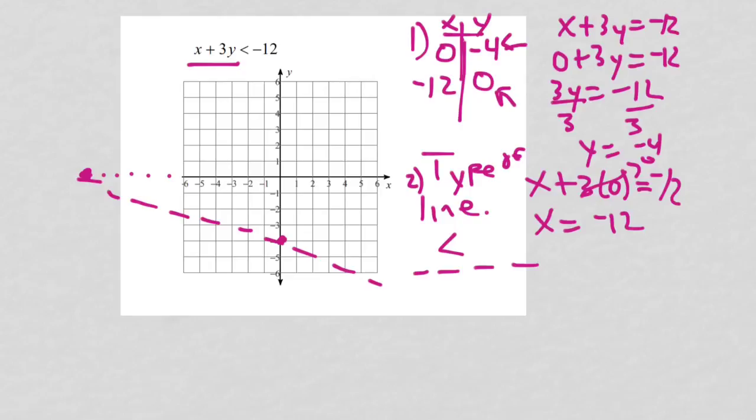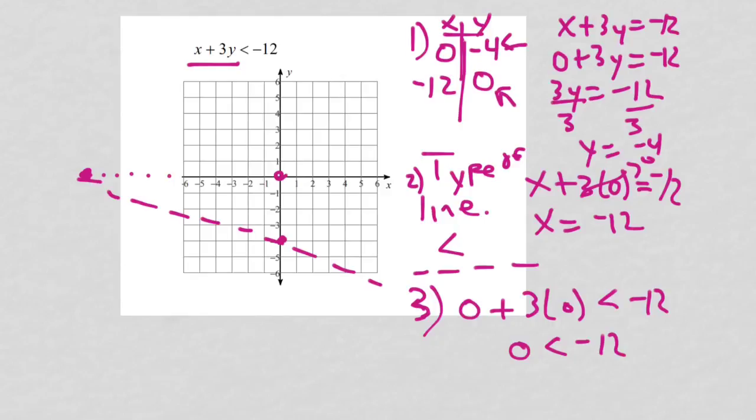Now we got to consider shading. So, I don't know, my pen's not working very well. Okay, so again, we're going to test 0, 0. It's not on the line. 0 plus 3 times 0, is that less than negative 12? Well, 0 plus 3 times 0 is 0. Is 0 less than negative 12? Nope, we already said before, 0 is always bigger than a negative.